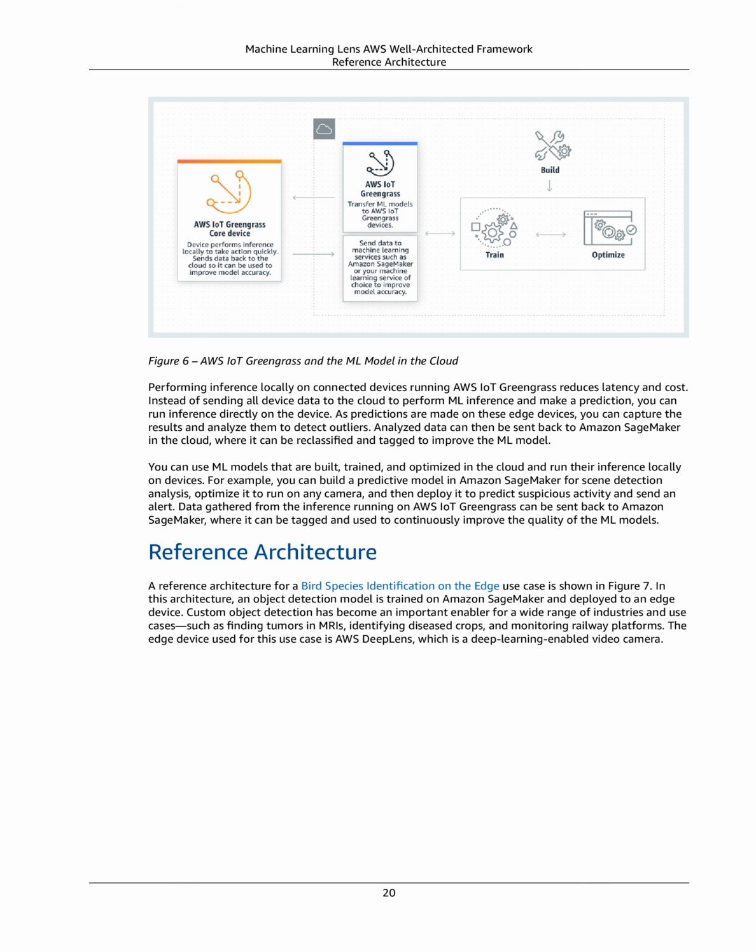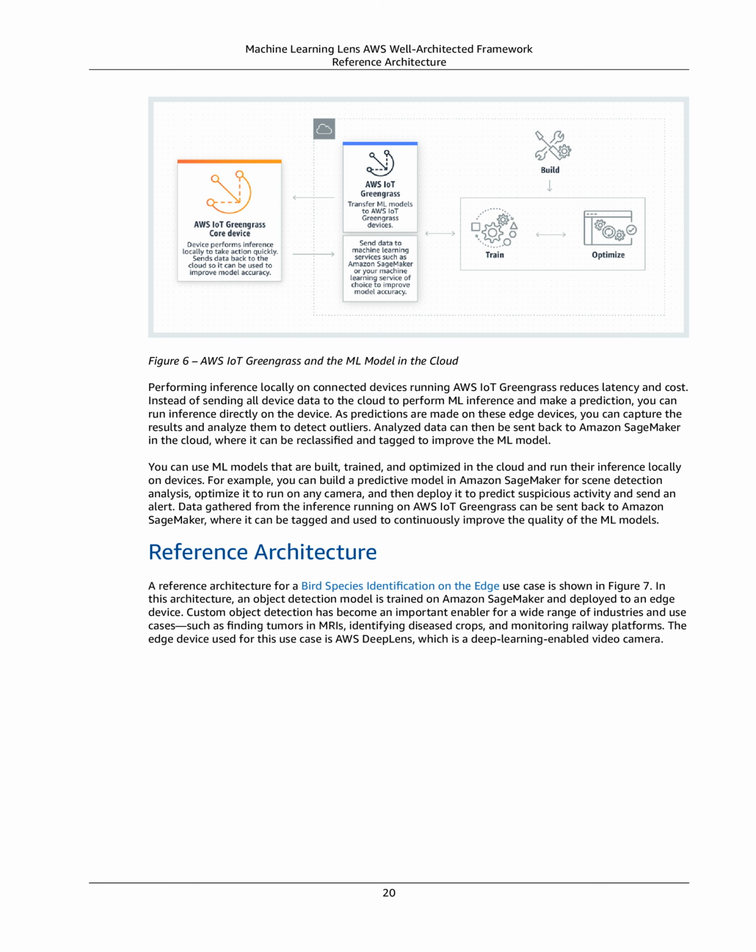As predictions are made on these edge devices, you can capture the results and analyze them to detect outliers. Analyzed data can then be sent back to Amazon SageMaker in the cloud, where it can be reclassified and tagged to improve the ML model. You can use ML models that are built, trained, and optimized in the cloud and run their inference locally on devices. For example, you can build a predictive model in Amazon SageMaker for scene detection analysis, optimize it to run on any camera, and then deploy it to predict suspicious activity and send an alert. Data gathered from the inference running on AWS IoT Greengrass can be sent back to Amazon SageMaker, where it can be tagged and used to continuously improve the quality of the ML models.